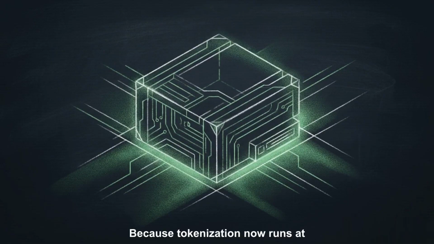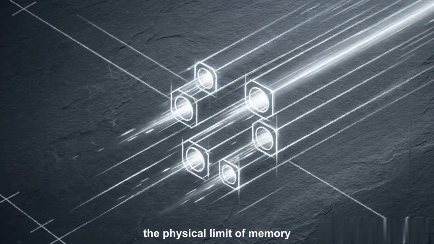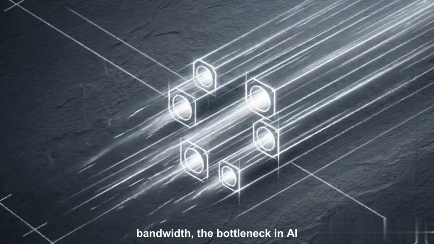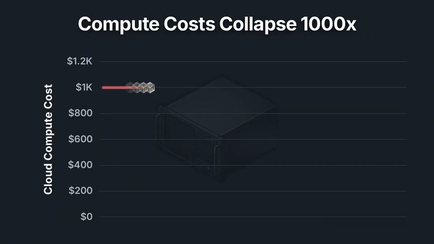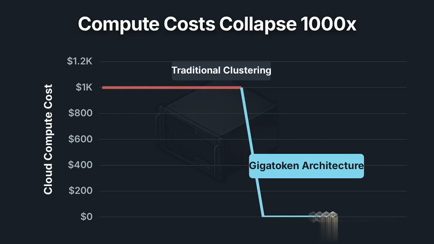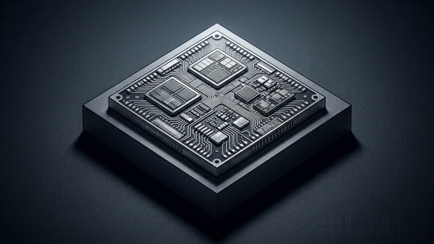Because tokenization now runs at the physical limit of memory bandwidth, the bottleneck in AI development has moved. Optimizing a core algorithm by a factor of 1,000 collapses cloud compute expenses and forces the entire artificial intelligence industry to reevaluate what is physically possible on a single machine.